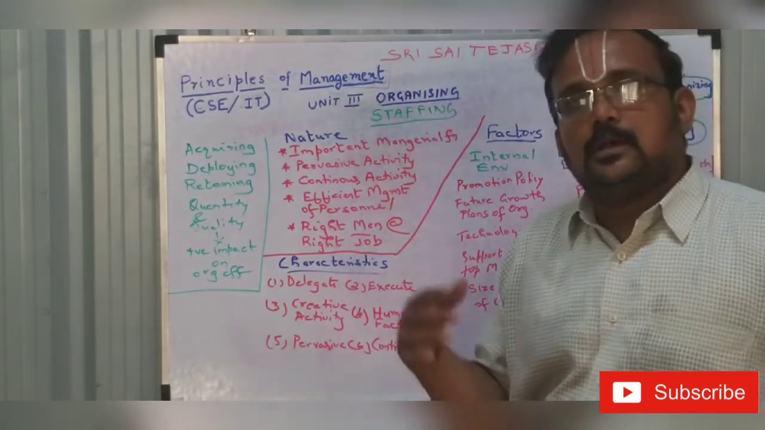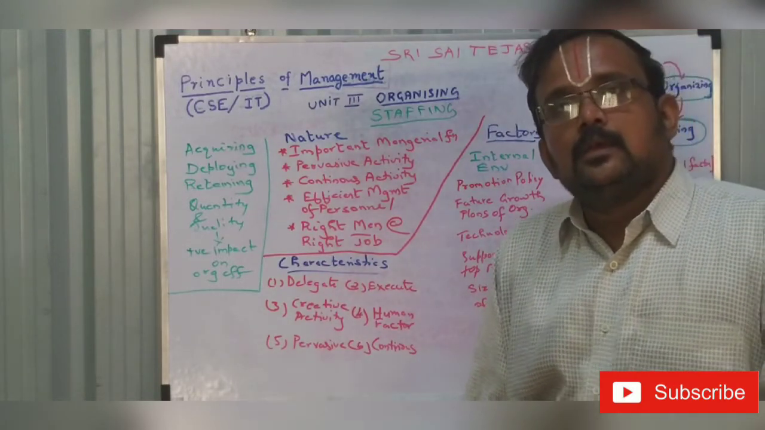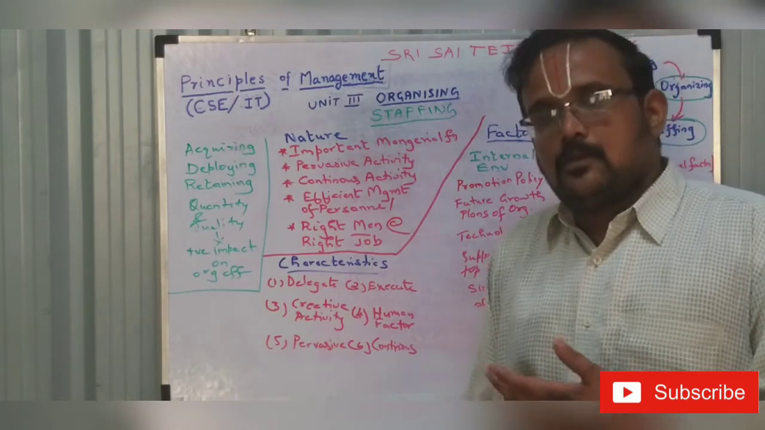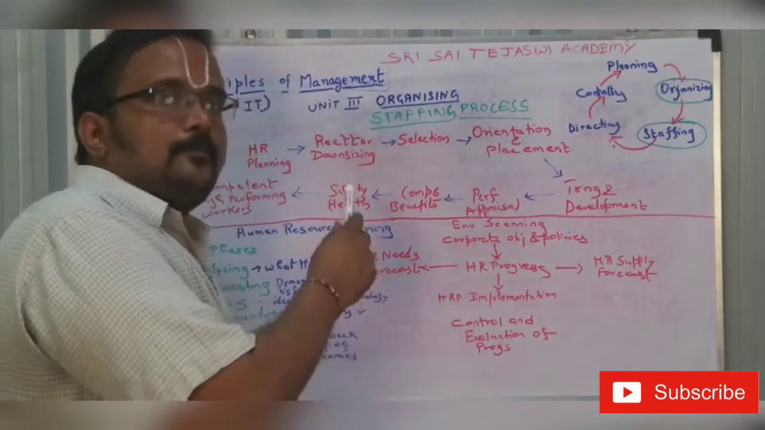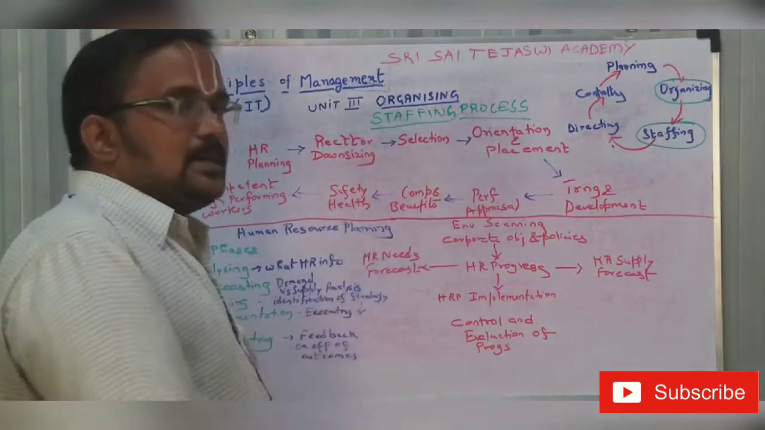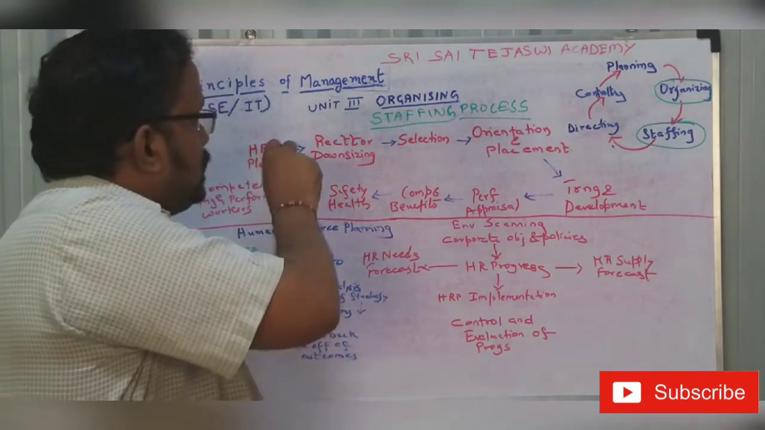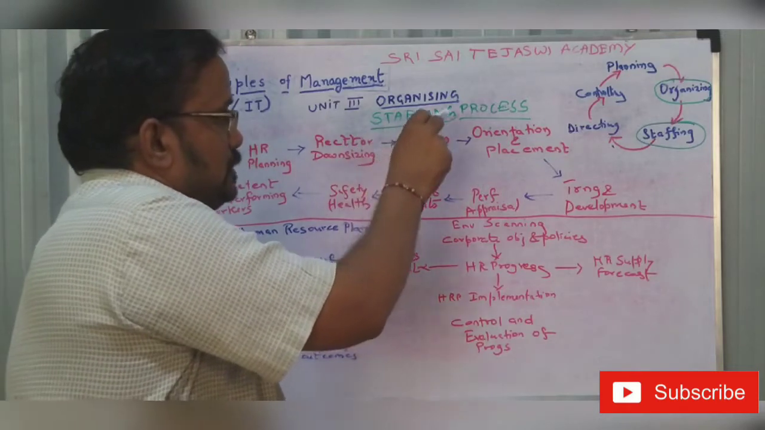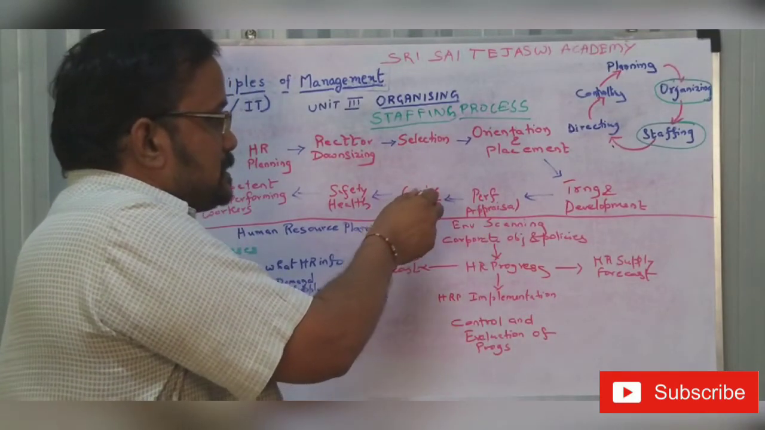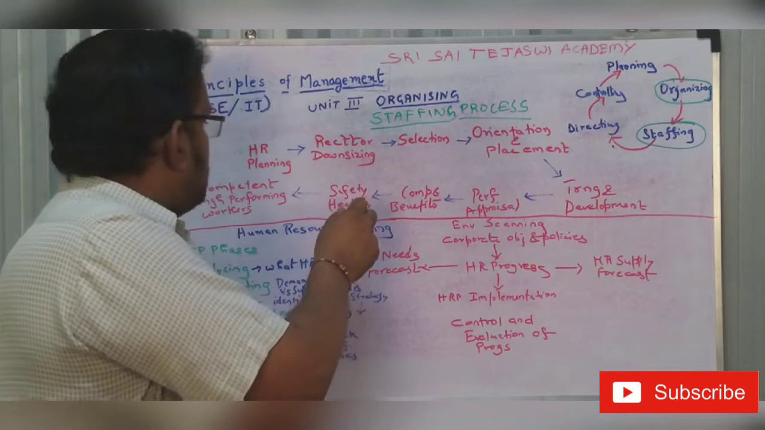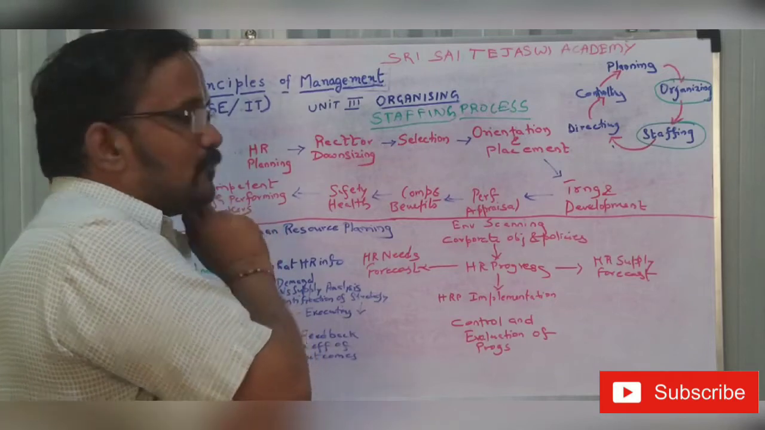Okay. So now let us dig in further and see what the other concepts are. Yes, now we will continue with the staffing process. Staffing involves some steps. Let us see what the steps involved are. HR planning, recruitment, downsizing, selection, orientation, placement, training and development, performance appraisal, compensation and benefits, safety, health. All these things lead to competent, high performing workers.